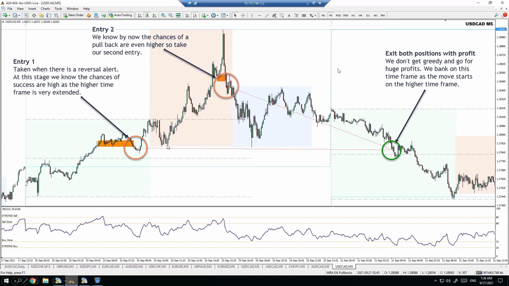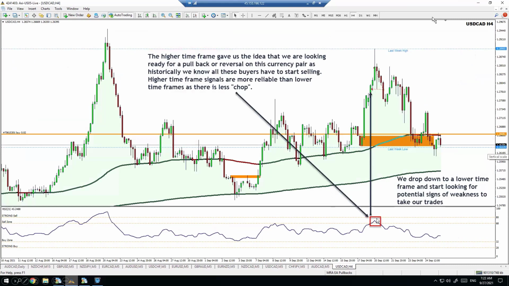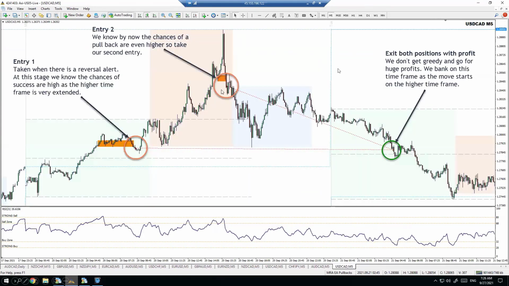So in this particular case, we took an entry and the market continued to push. So as we got another alert on the entry time frame on M5 in this case, we took another trade. We know by now the chances of a pullback are even higher. So this is why we're taking our second entry, because on the 4 hour chart, we were already very, very, very extended. And we knew historically that when the price gets up to these levels, we start to see a drop. We start to see some selling coming in. So we take our second entry.